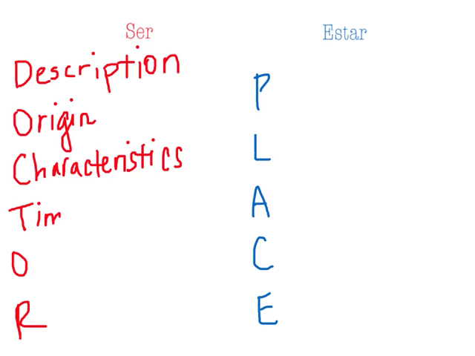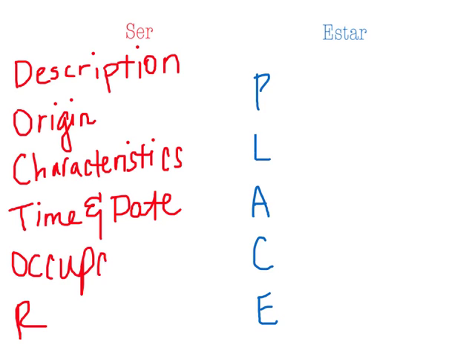T is time and date. This is something that we learned in Para Empezar, that we reviewed when we learned ser, that if you want to say it's 8 o'clock or it's May 4th, you're going to use ser. I know that the time changes and the date changes. Kind of how I like to view this is that no matter when you're talking about, that time will always be the same time as you look back, and that date will always be the same date as you look back. O is occupation. Once again, something that could change, but doesn't really change very much.